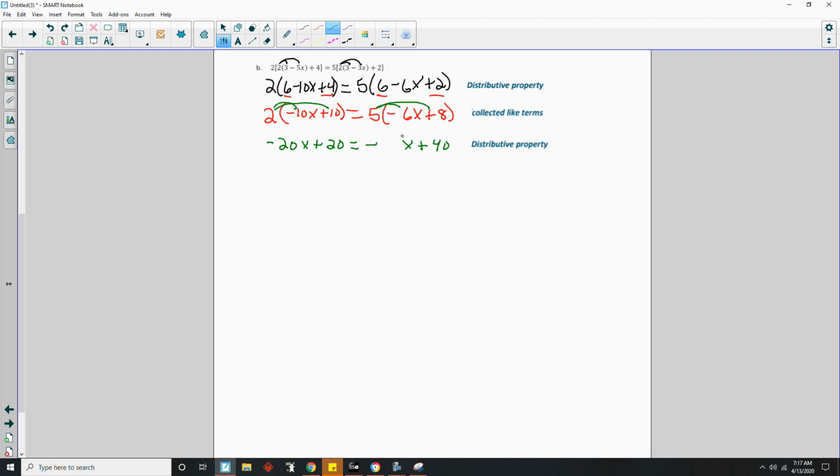So now I have 5 times a negative 6. That's a negative 30x. And 5 times 8 is 40. Okay, so now it's better. That's correct now. And that was the distributive property. The next step is getting all your x's on one side. So I'm going to add 30x to both sides.